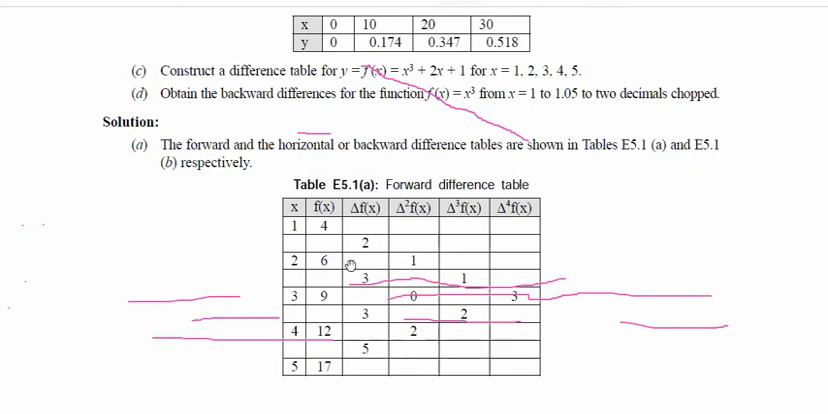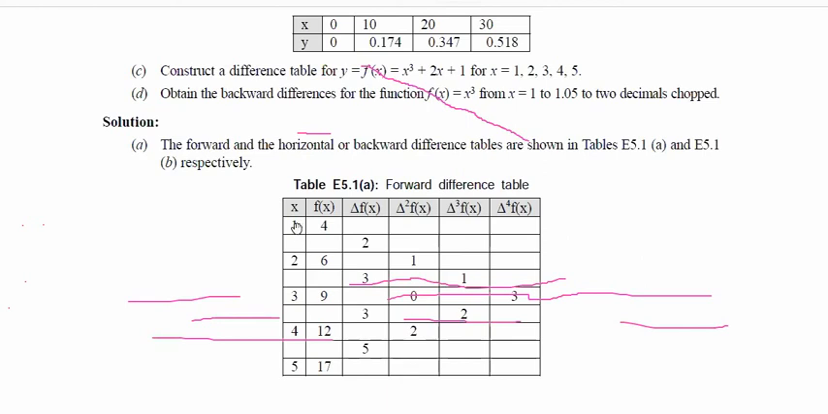Now look at the differences. The first difference is what? Delta y0. Here y0 is not given, it is starting directly from 1. So y2 minus y1 is delta y1.